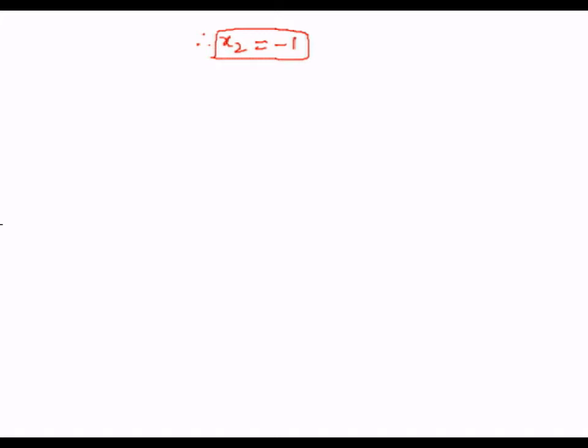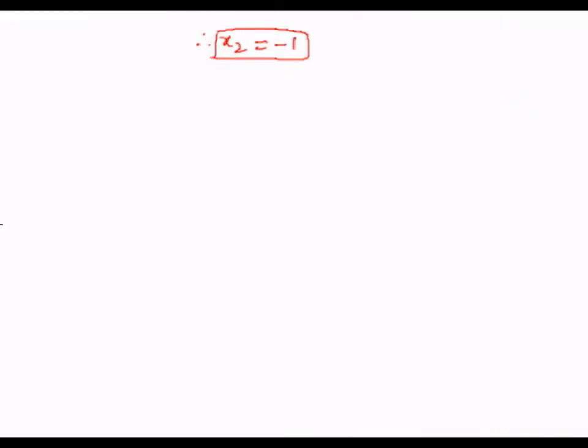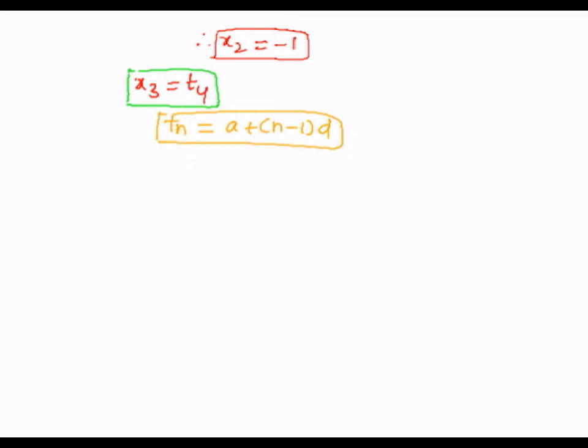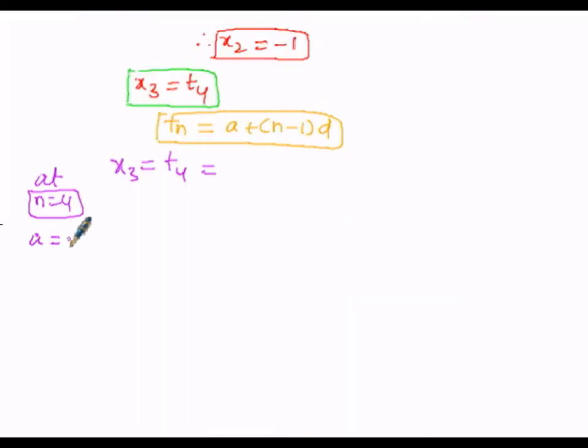Then the next one is x3, which is equal to the fourth term, that is t4. So we have to find the fourth term in order to get x3. We know the general term of an AP is Tn equals a plus (n minus 1) into d. Based upon this, let us find the fourth term. T4, which is nothing but x3, so n must be replaced by 4. Here a is minus 7 and d is 3.